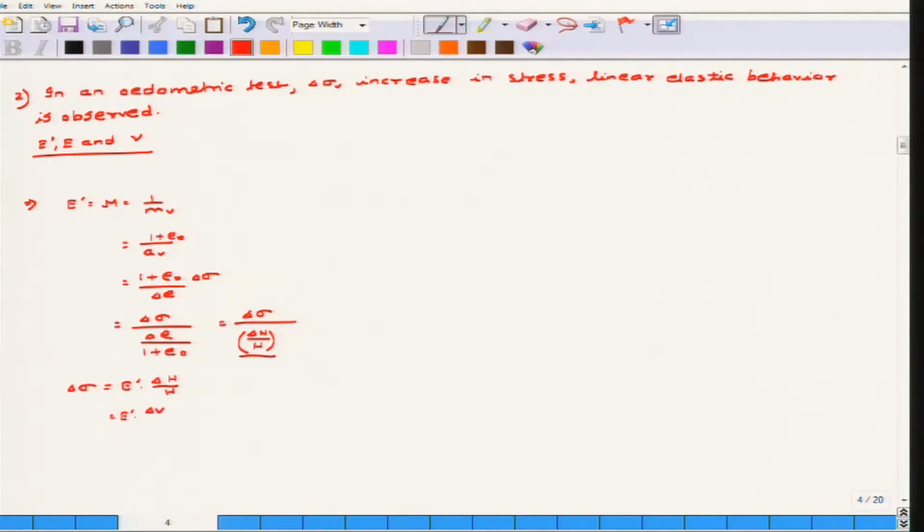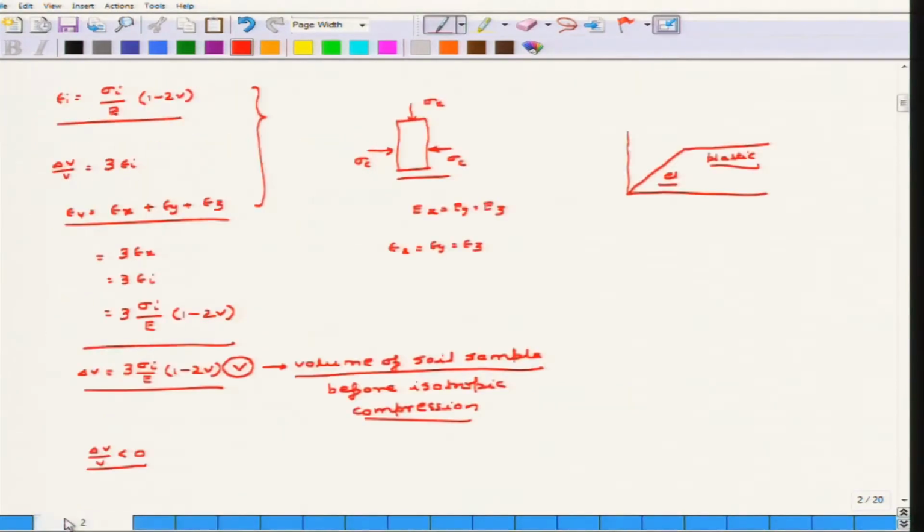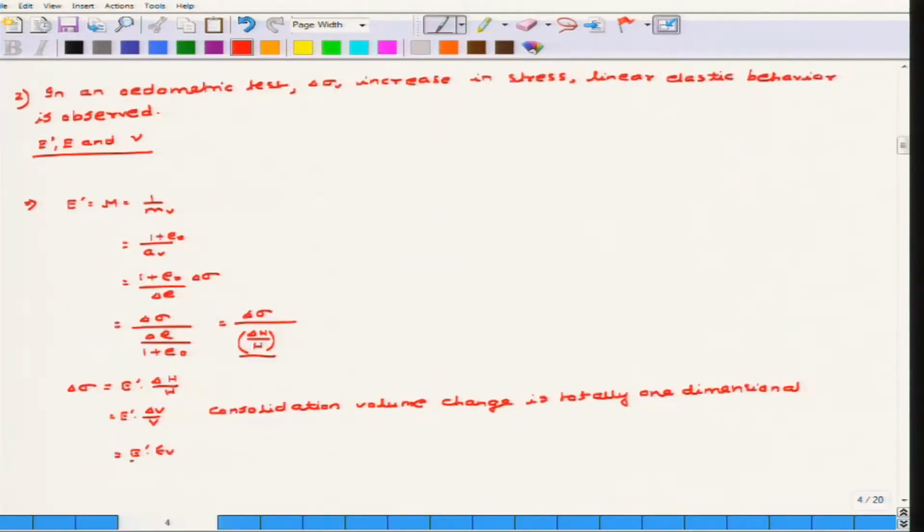Now, this is also equivalent to delta V by V, since consolidation volume change is totally one dimensional. That is why in earlier lectures I said that it is termed as Terzaghi's one dimensional theory of consolidation. So, delta V by V, as we said in the previous definitions, is nothing but epsilon V. So, this is E dash into epsilon V. This is from the basic definition of the odometric modulus.